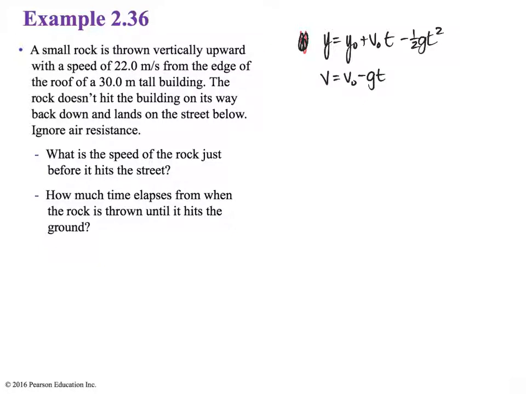Now, we're saying a small rock is thrown vertically upward with a speed of 22 meters per second from the edge of a roof of a 30-meter tall building. So we can draw a little picture. Here's our building. The height of it is 30 meters. The ball's being thrown upward initially at 22 meters per second. I'm going to let this be my y equals 0 at the bottom of the building. So that means that y naught is going to be 30. And my initial velocity is 22.